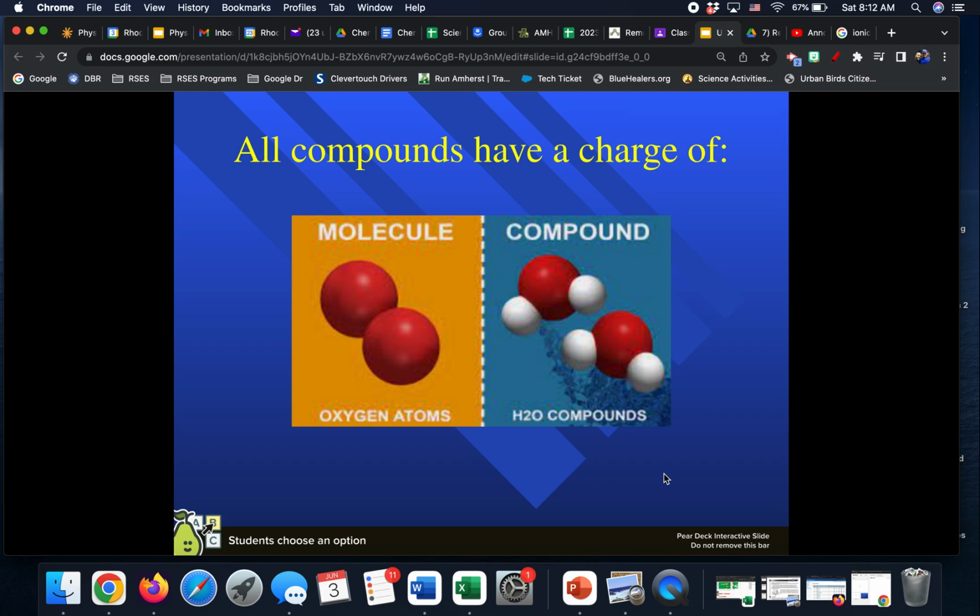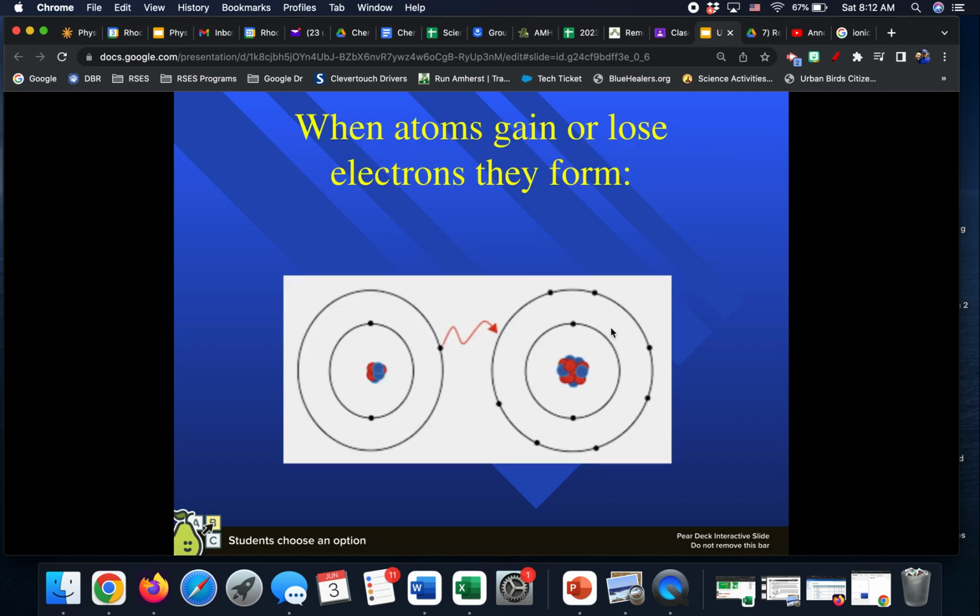So this would be a Pear Deck, but you're not in Pear Deck right now. So just think to yourself, what's the charge of all compounds and molecules? Hopefully you remember it's neutral or 0. What's it called if an atom gains or loses an electron? Hopefully you remember, those are called ions.